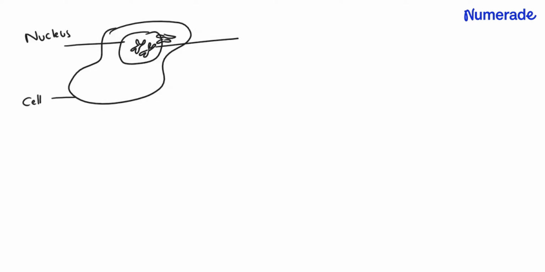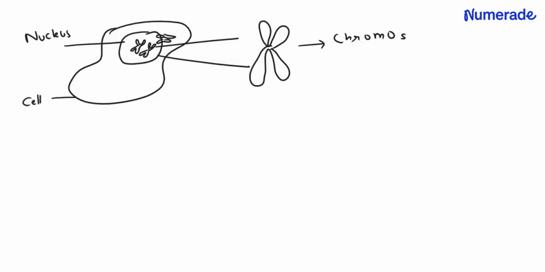So if we enlarge these particles, it turns out to be a chromosome. So we have a chromosome right over here. So this is a chromosome. Now, if we take a magnified view of a chromosome, then it would look somewhat like this.